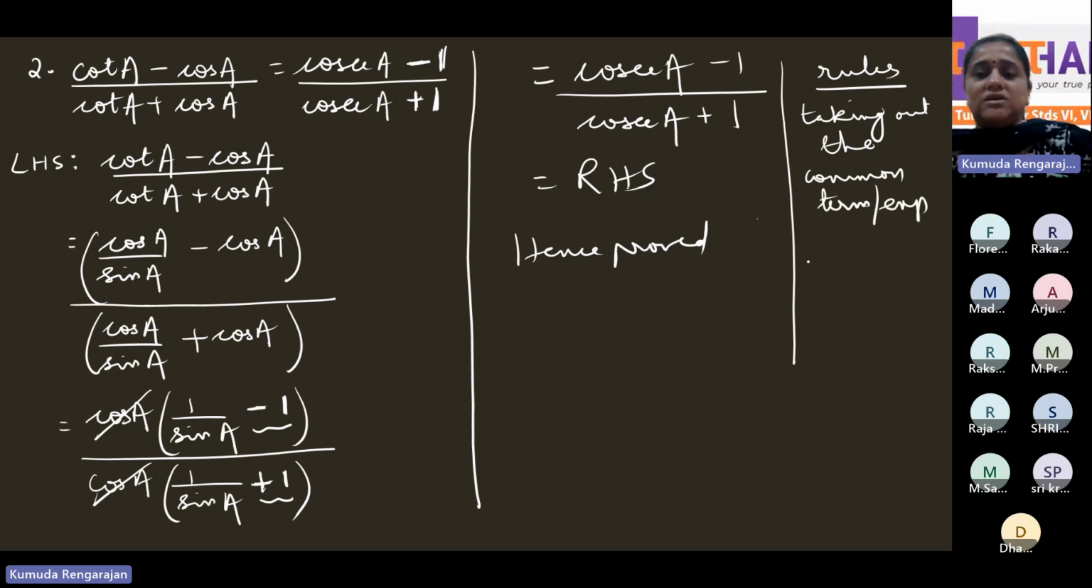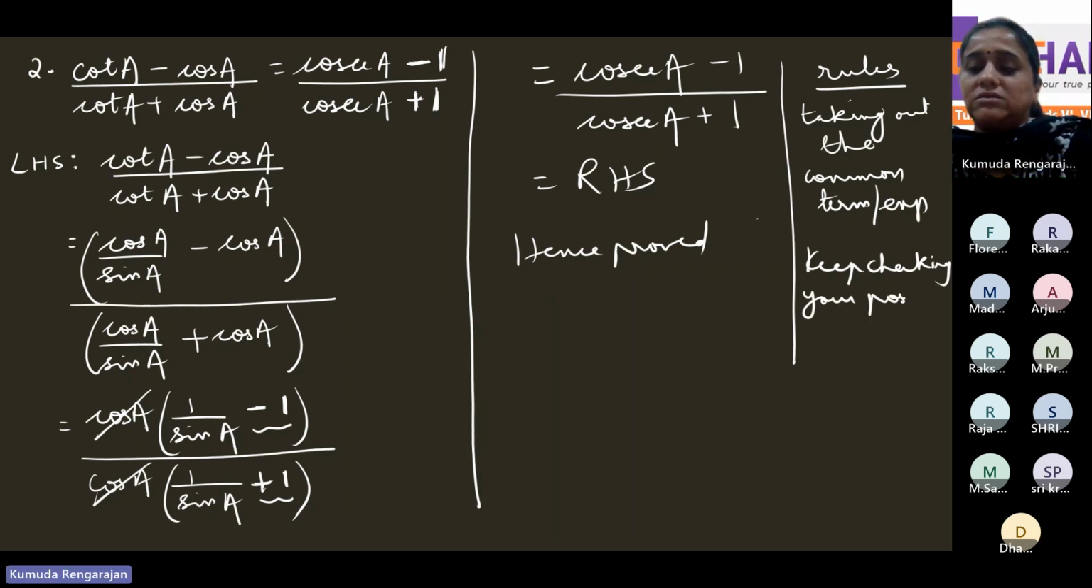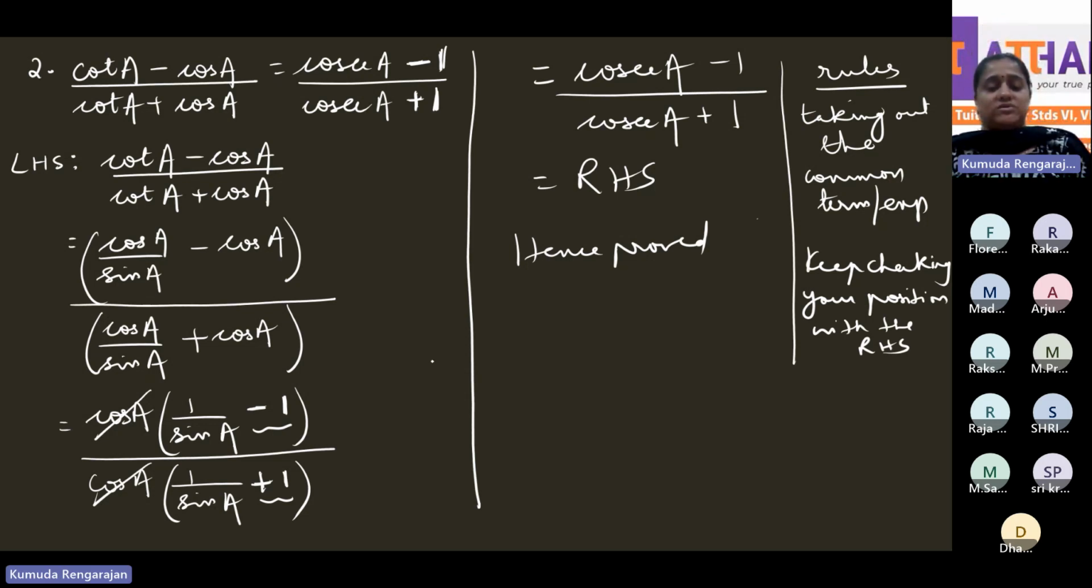Then the other thing we learned is have a track of the RHS always. As you're working, keep having a track of the RHS. Keep looking at the RHS. Am I close to it? Only then you will realize. Otherwise, we'll keep taking the LCM and we'll take a longer route. So compare, keep checking your position with the RHS. Only then you will realize that you're close.